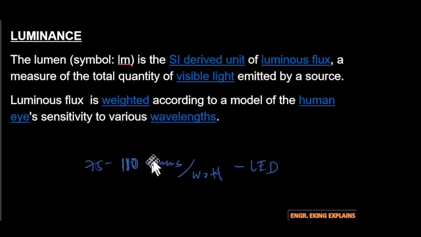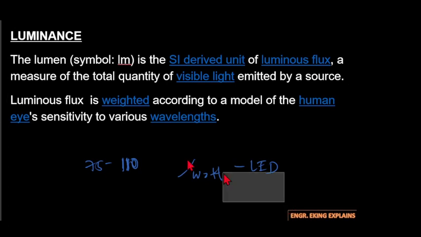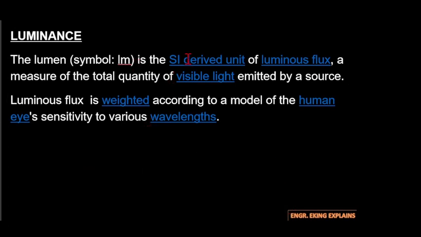Okay, so speaking of luminance, we have here the lumen. The symbol is lm. It is the derived unit of luminous flux, a measure of the total quantity of visible light emitted by a source. So yung quantity ng ilaw or light na ating nakikita, that is the unit, unit natin is lumen. Habang yung luminous flux is weighted according to the model of the human eye's sensitivity to various wavelengths.